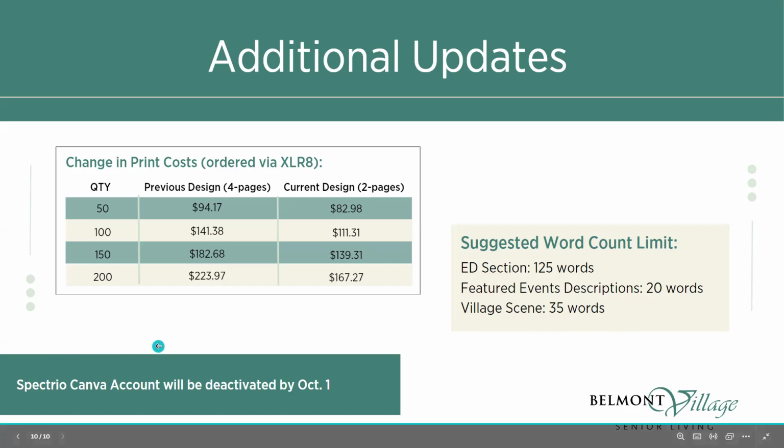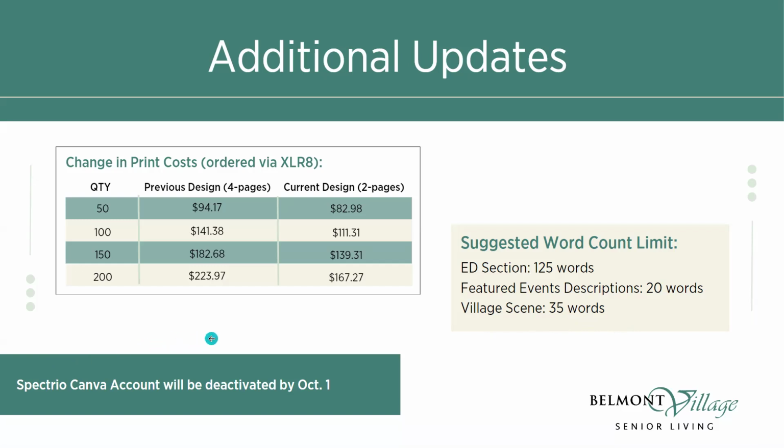Spectrio Canva account. We are working with Cindy to make sure that by October 1st, we are deactivating your Spectrio Canva account. That is where your old newsletter was housed, because your new newsletter is now in the Belmont Village Canva account. So that being said, if you have specific designs saved in the Spectrio Canva account that you want to make sure you still have access to, we need to make sure those get transferred over to your Belmont account. So that should be two separate accounts. Make sure that we transfer it over. If you have questions on how to do that, you can reach out to us at socialmedia@belmontvillage.com and we'll get you set up with that transfer.